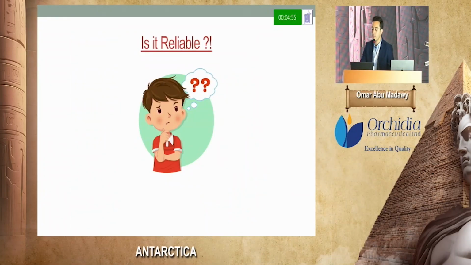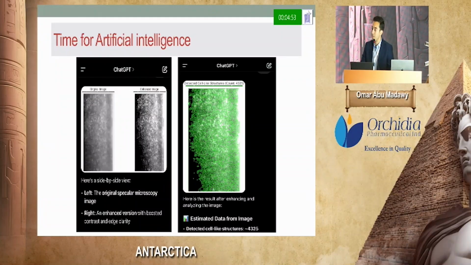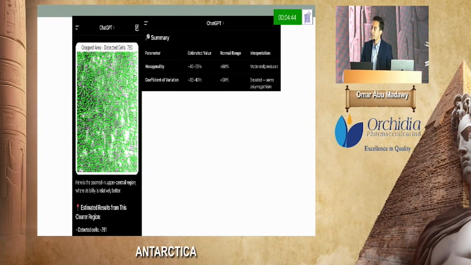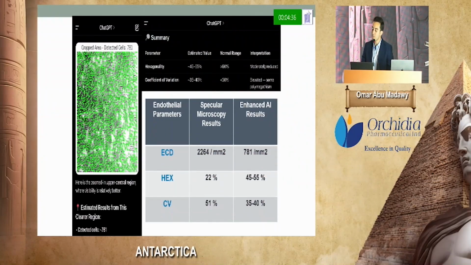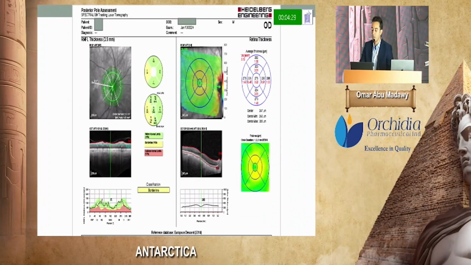So at that time, I decided to resort to AI. The AI astonishingly was able to create an enhanced image from the original image produced, detect the cell-like structures, choose a clear area in order to detect the cell boundaries, and then produce a totally different count. As we all remember, the specular microscopy produced 2,264. The AI gave me 781, which is extremely different and a game changer in the management of the patient. The nerve fiber layer showed mild inferotemporal thinning, normal OCT macula.